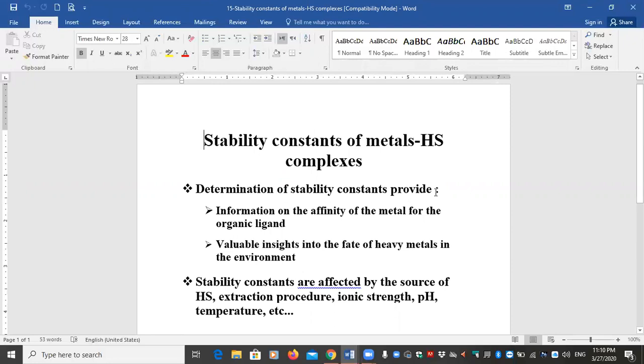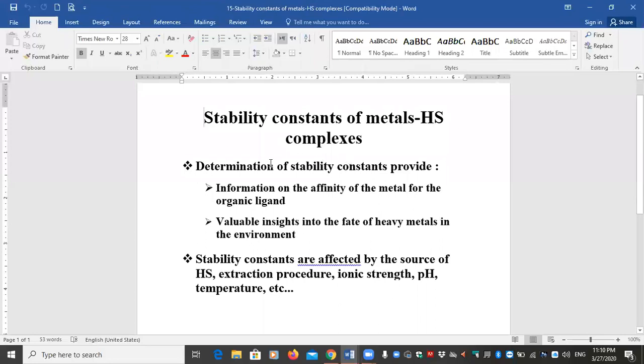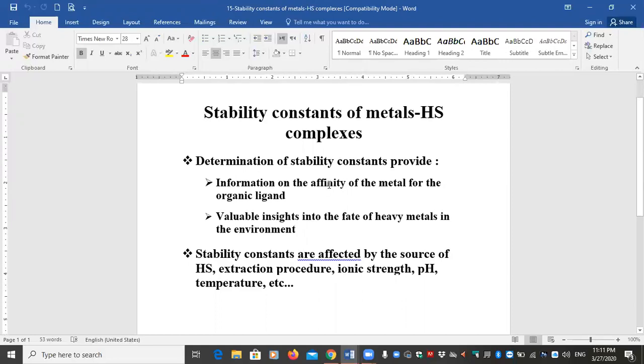Determination of stability constants provides information on the affinity of the metal for the organic ligand. Why do we want to know these stability constants? If the formation of this complex has a very high K, that means this reaction is going to the right strongly, which means the metal has very good affinity for this organic compound, or the other way, the organic compound has very good affinity for that metal. So the tie between them is very strong.